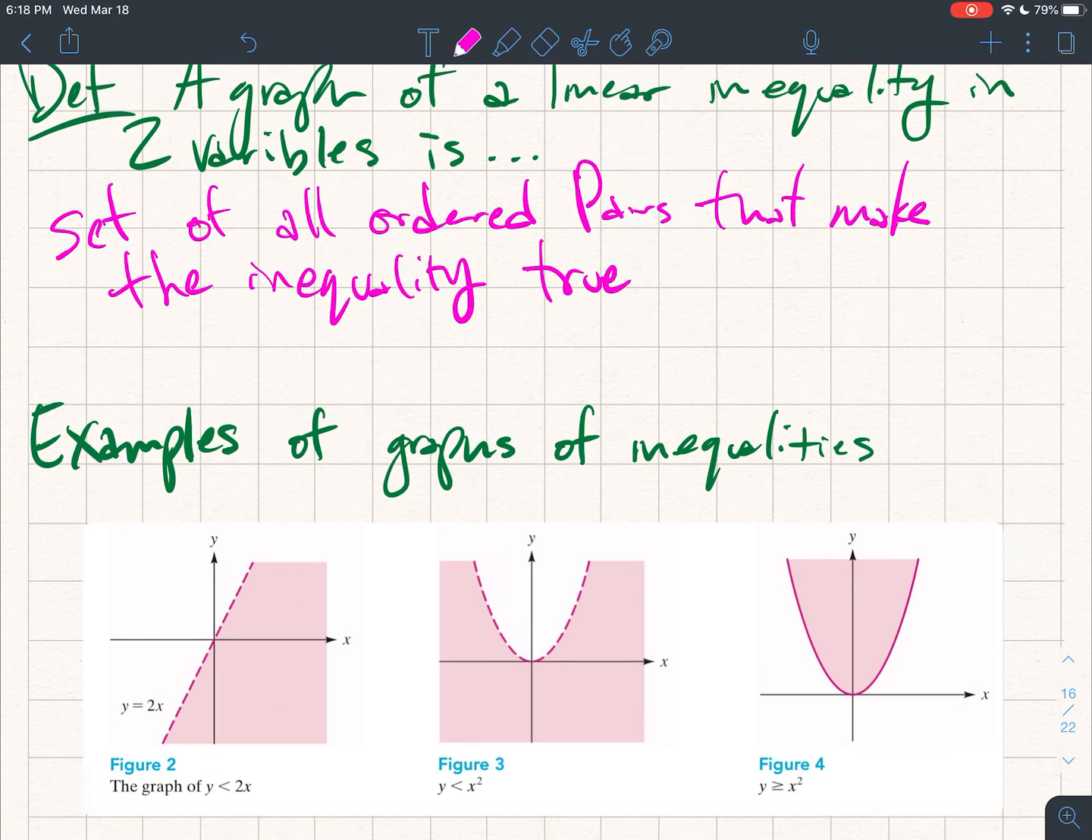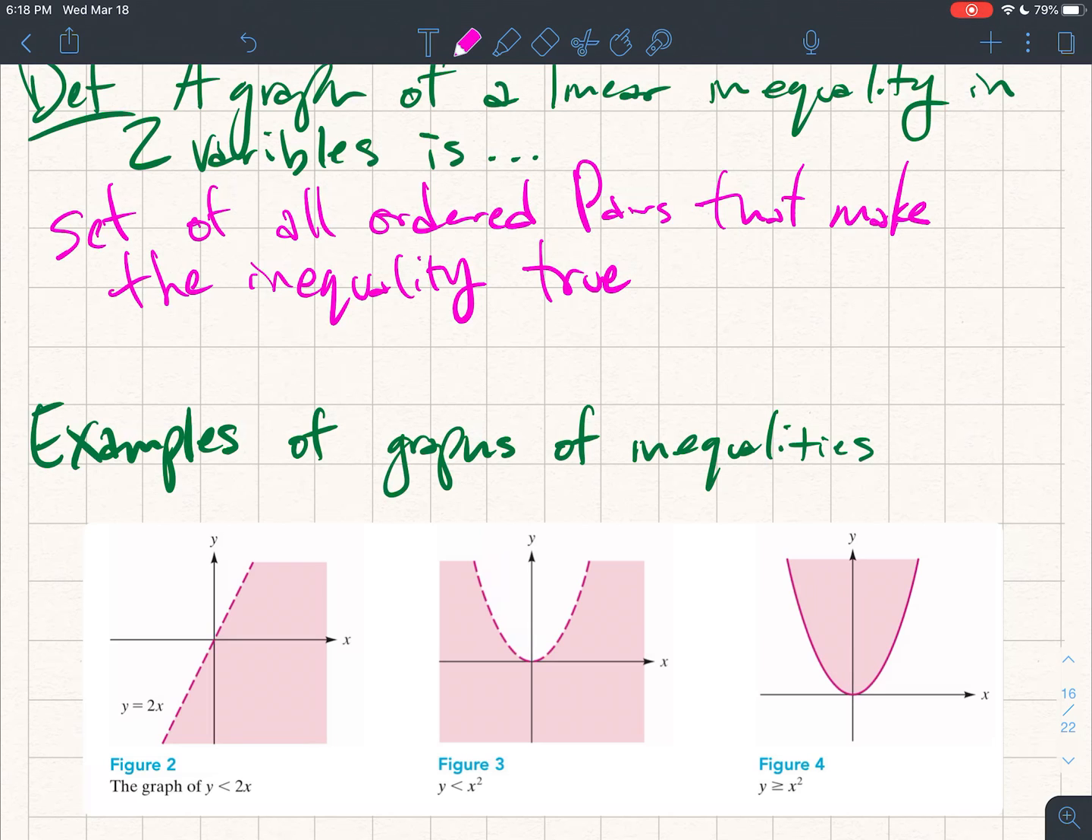You'll notice that half planes are shaded here. So in figure 2, the graph of y less than 2x, the dashed line is y equal to 2x, and then all the ordered pairs that are in the shaded pink region, red, pink, I don't know, all of those ordered pairs still make the inequality true. So for example, when x is 5 and y is 0, 0 is less than 2 times 5. That's true, so that point definitely gets shaded.